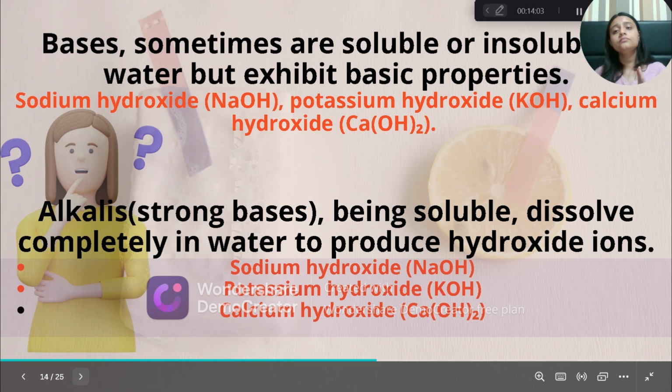So till now we have learned about acids, strong and weak acids, and then we have learned about bases: that bases are bitter in nature, their physical properties, their chemical properties, that when they dissolve in water they give out hydroxide ions, and the majorly asked statement that all alkalis are bases but all bases are not alkalis. Hope you have understood this.